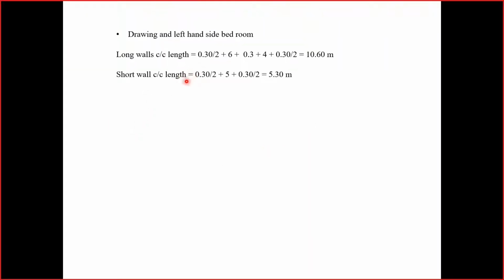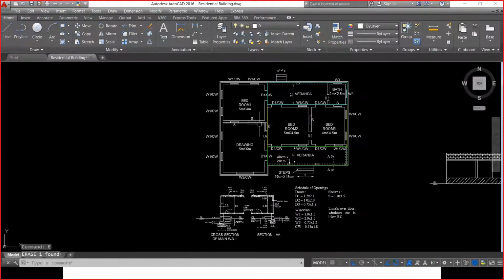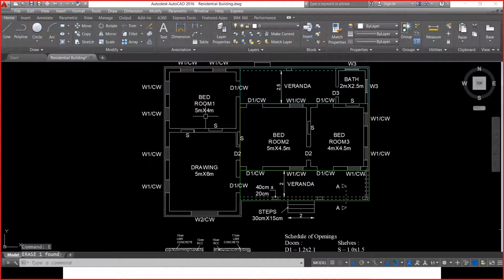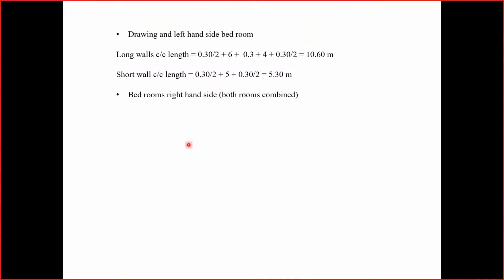Short wall center to center length is equal to 0.3 by 2, half of the thickness of the outer periphery wall, plus width of the room, drawing hall or bedroom, plus 0.3 by 2, which is equal to 5.3 meter. Moving on to the next area, area number 2, I don't have to do the calculation again, because if I do the calculation for one wall, I can multiply for the other 2 walls, as they are of a similar kind. Bedroom number 2 and bedroom number 3 fall into area 2.